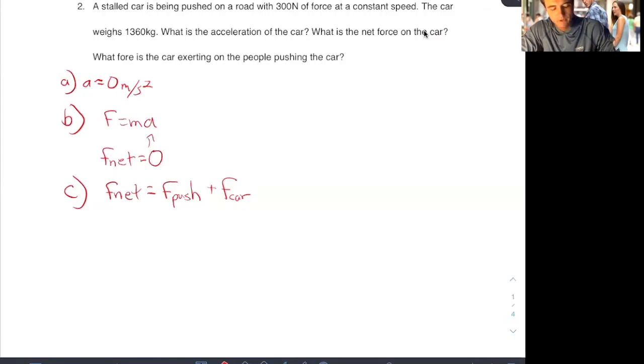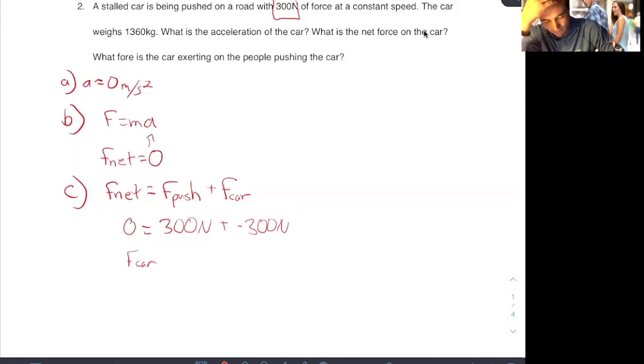Okay, so we know that F net equals 0. The car is being pushed with 300 newtons. So that must mean if F net equals 0, the force of the car pushing on the people has to also be 300 newtons, so negative 300. Negative is just the direction, so it's pushing backwards. So the force of the car exerting on the people is 300 newtons.